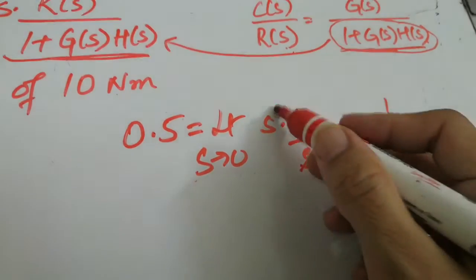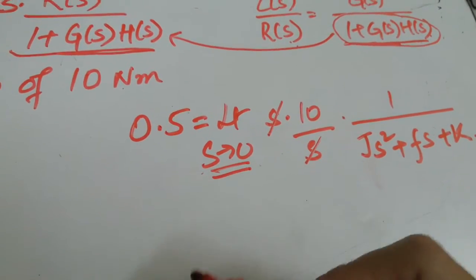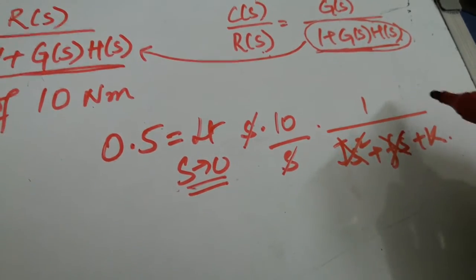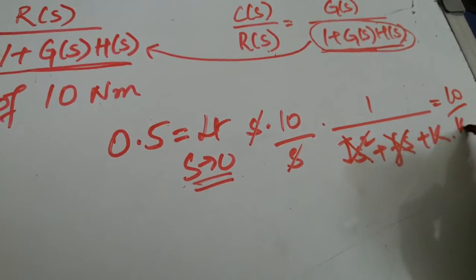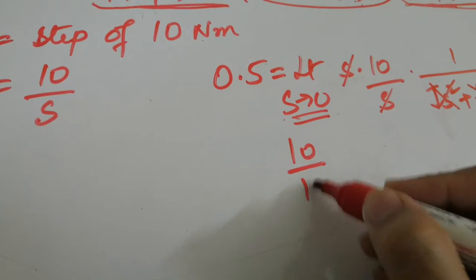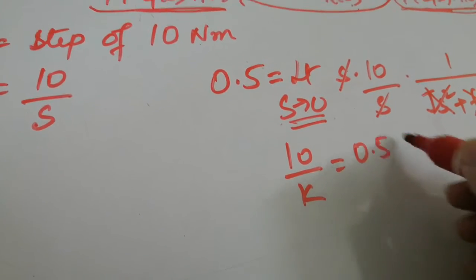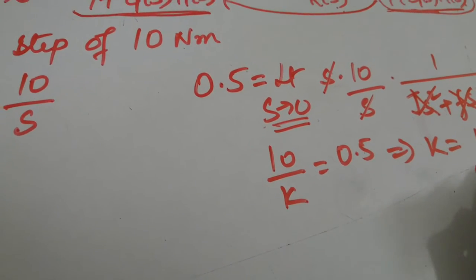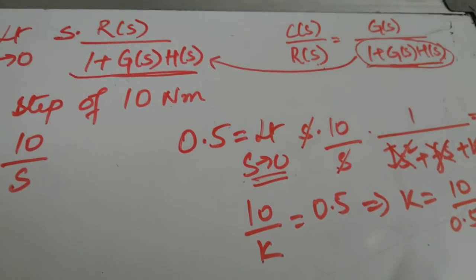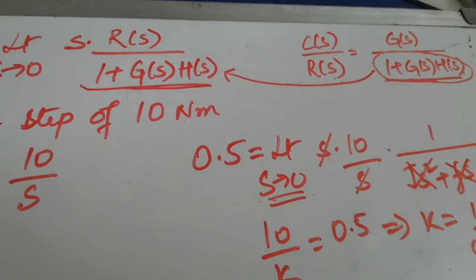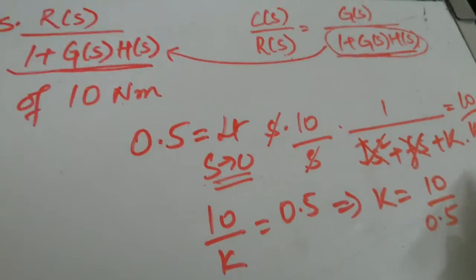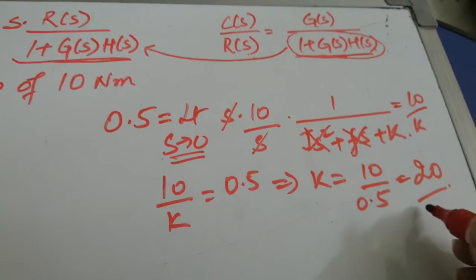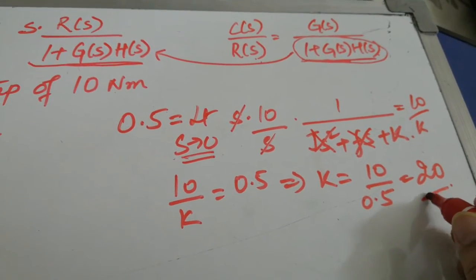So your s and s cancel out. Now apply s approaches 0. This becomes 0, this becomes 0, and you are left with 10 upon K. So 10 upon K is equal to 0.5. This implies K will be equal to 10 upon 0.5. So that gives you the value of 20. Right? So your first value has come out to be 20.